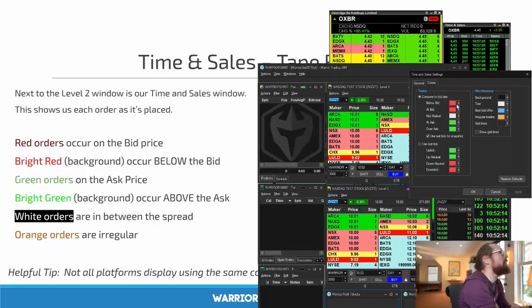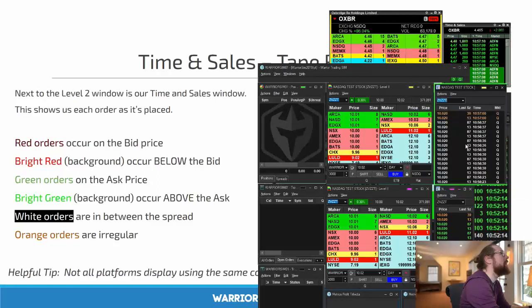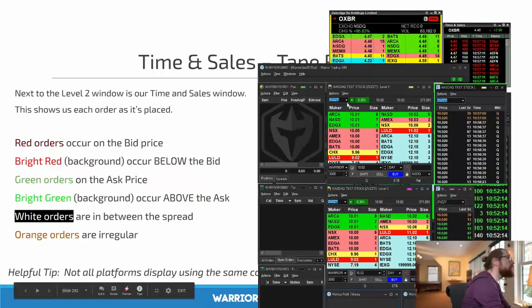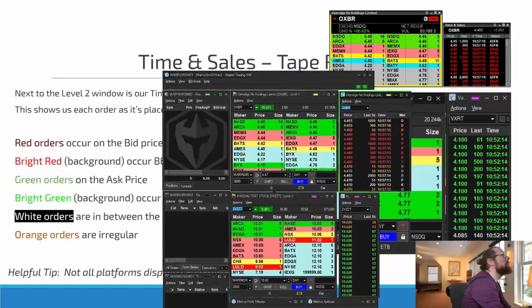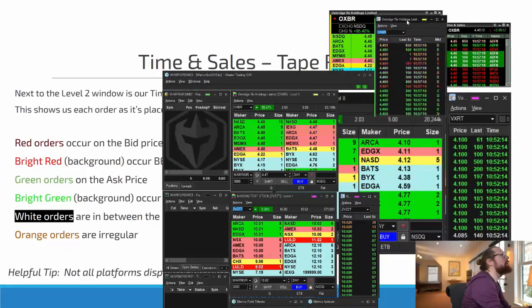It actually looks like this right now is the same for at and above. But it's possible that your settings are slightly different than mine. I'm not sure if I have the latest install. So let's pull up OXBR. You can see how the tape between these two data feeds is quite similar, but then the color changes the way it looks a little bit.